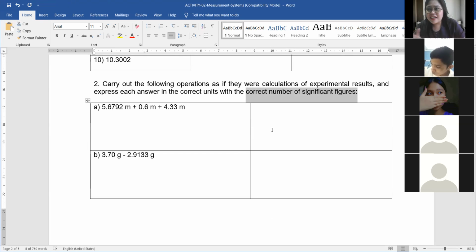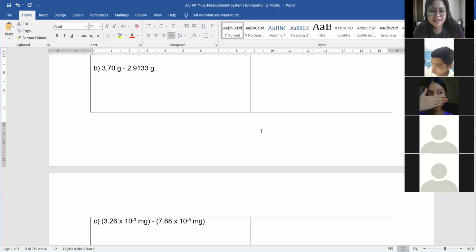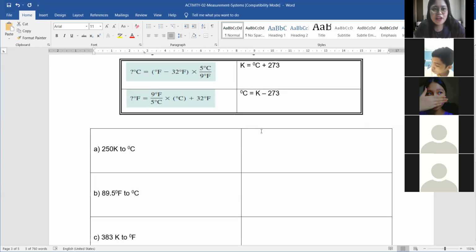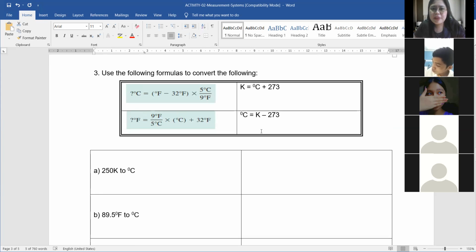So let us get away from the normal mathematics, simple mathematics. That's the same until letter E. And then for number 3, you have to use the following formula to convert the following. So this is now for the temperature.